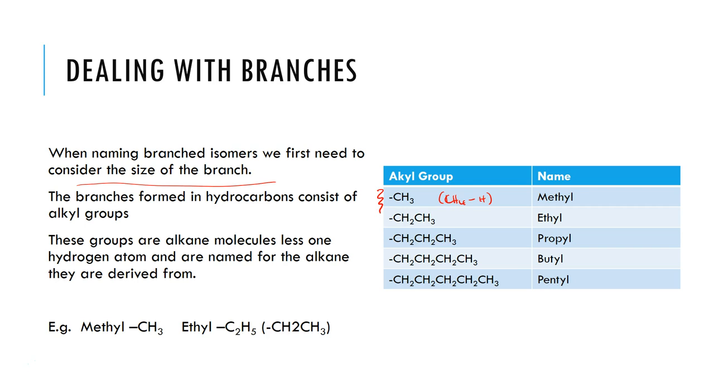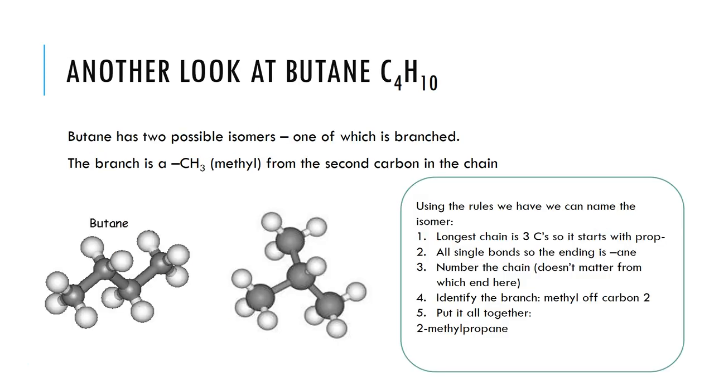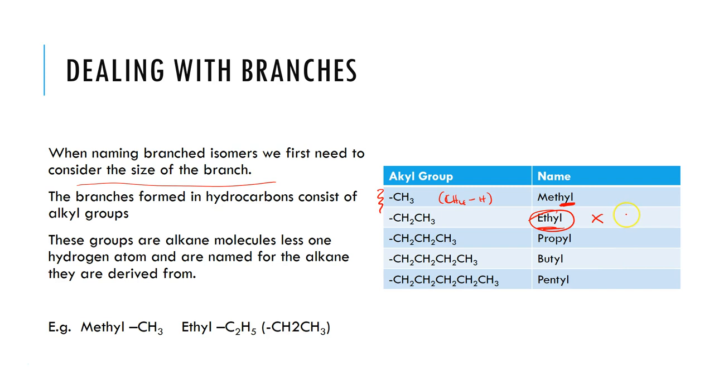So if it's hanging off a chain, it gets this -yl ending. We call this methyl if it's a CH3 group, ethyl if it's a CH2CH3 group. You will not see ethyl groups on anything less than C7, so don't try and go naming things with ethyl groups on anything less than C7. So we saw before.